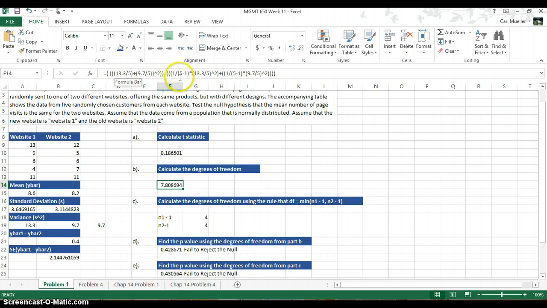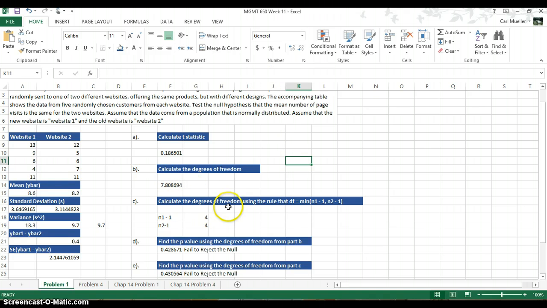1 divided by 5 minus 1. Where's the 5 again? Remember, the 5 is your n. So 1 divided by n minus 1 times your variance, s squared 1 divided by n1, squared, plus 1 divided by 5 minus 1, because remember they don't change because they're the same size, times s squared 2 divided by n2, and then squared. So that gets you the degrees of freedom in this aspect.